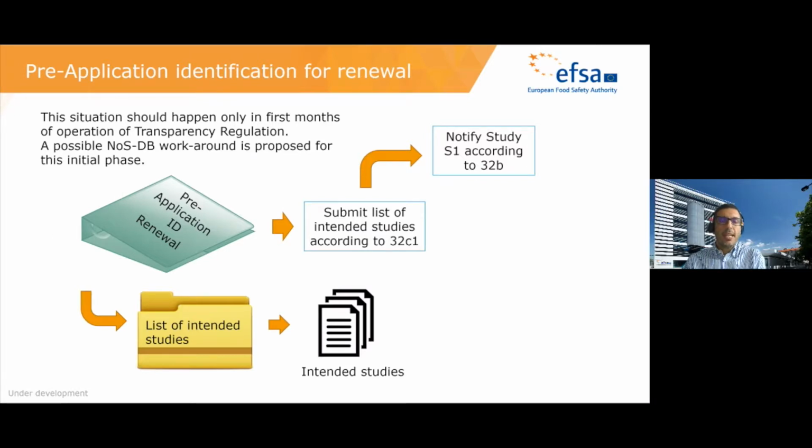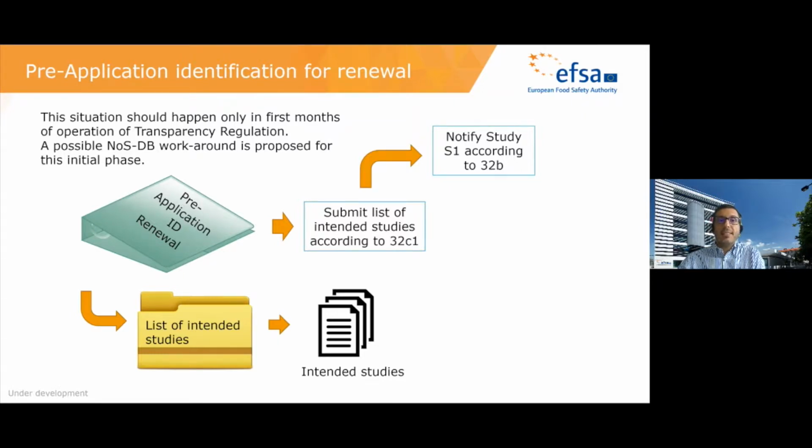In summary, what happens is that the potential applicant prepares, as usual, the list of intended studies for renewal and submits it to EFSA. At this point, in the renewal pre-submission advice, once the list is submitted to EFSA, the applicant cannot change anymore the list of intended studies for renewal or the intended studies. So it will not be possible, for example, to notify according to Article 32B.